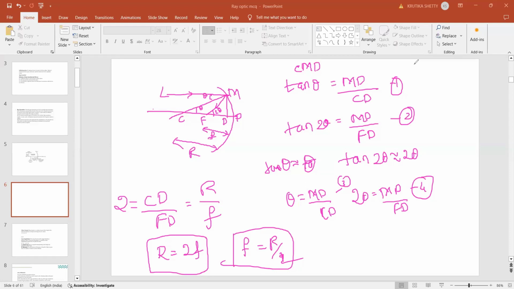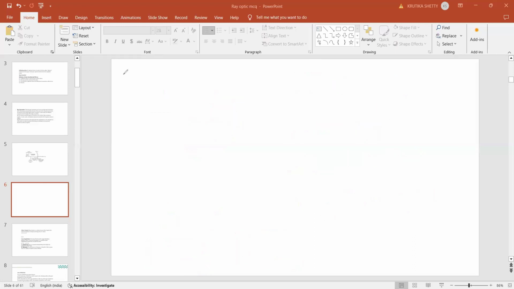So there will be 4 derivations here. This one is a small derivation, just remember the relation. So the relation derivation, prism formula, lens maker's formula, and now we are doing the mirror formula. These are the important derivations. Okay, so this is completed. Now we will go for the next derivation, students.